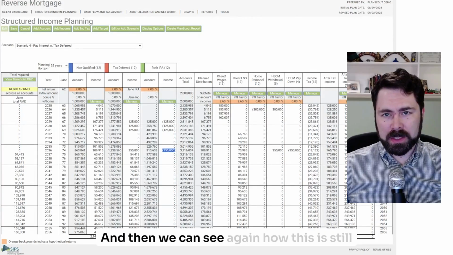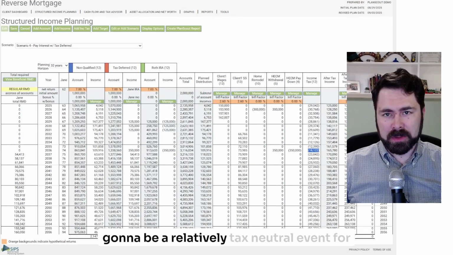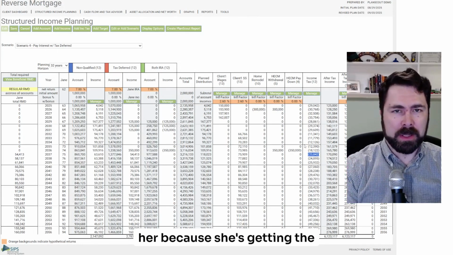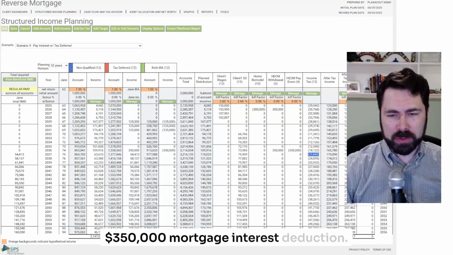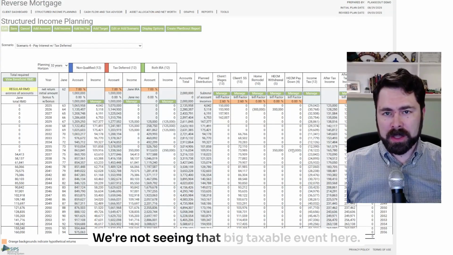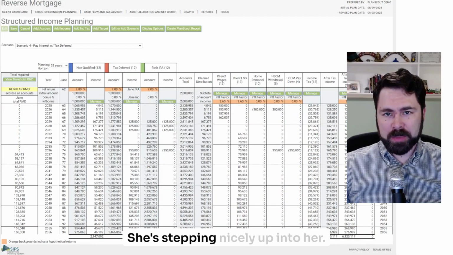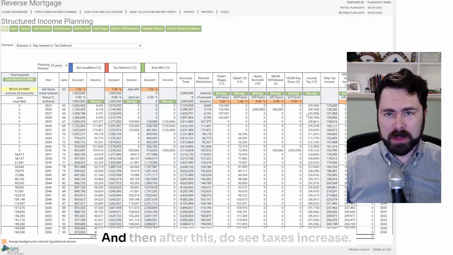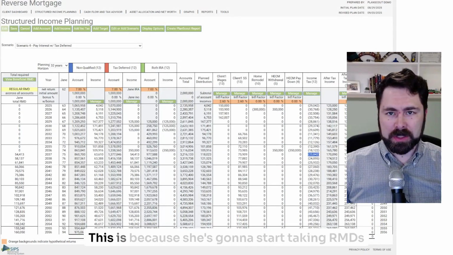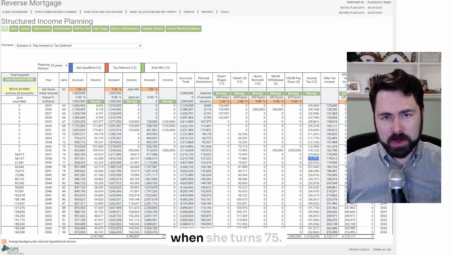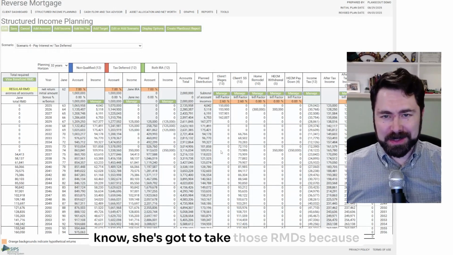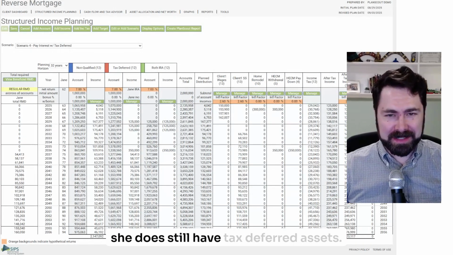And then we can see again how this is still going to be a relatively tax neutral event for her because she's getting the mortgage interest deduction. We're not seeing that big taxable event here. She's stepping nicely up into her tax curve. And then after this, we do see taxes increase. This is because she's going to start taking RMDs when she turns 75. So that's unavoidable. She's got to take those RMDs because she does still have tax deferred assets.